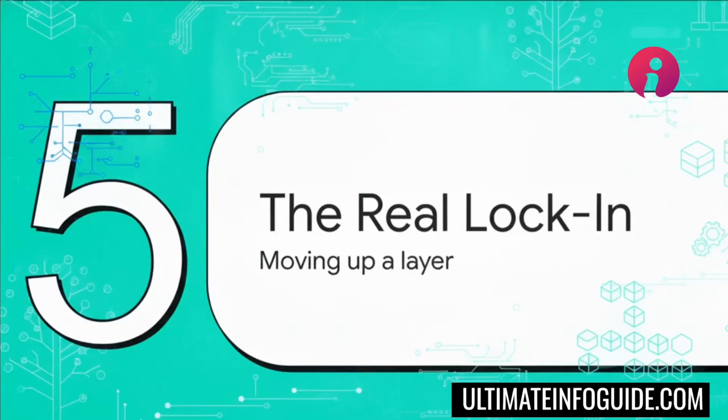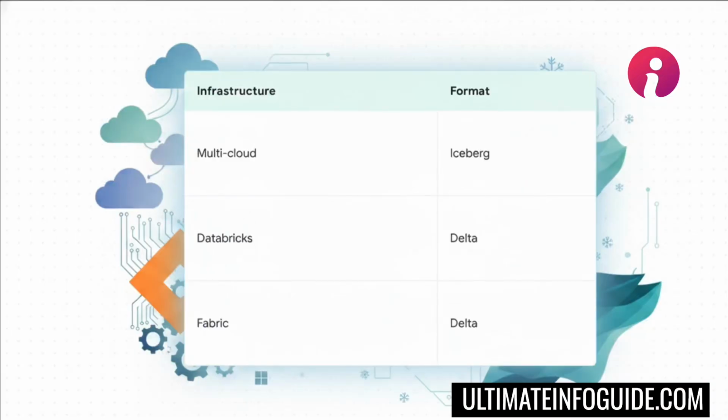Section 5, where lock-in actually lives. So think about it. If the file formats are converging and interoperability is basically a solved problem in 2026, where does that actually leave your architecture? It forces us to pivot to the real decision data engineers have to make right now. Here is your peer-to-peer cheat sheet.